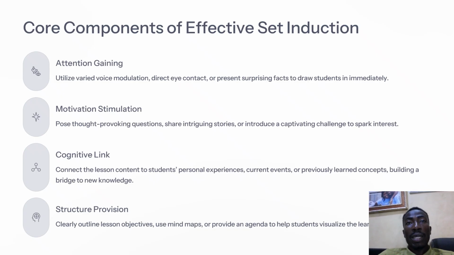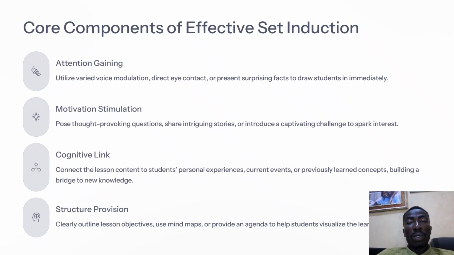Number one, you gain the attention of your learners. You do this by using different voice modulations. I told you one of the ways by which you can achieve a good set induction: you do something, or you do nothing. When you are doing nothing, or you speak in a low tone, if you remember in the first video that you watched. So when you modulate your voice, you speak high, you speak low; where you need to shout, you shout, where you need to talk gently, you talk gently. Maintain direct eye contact with students and present surprising facts to draw students in immediately. You are gaining their attention.